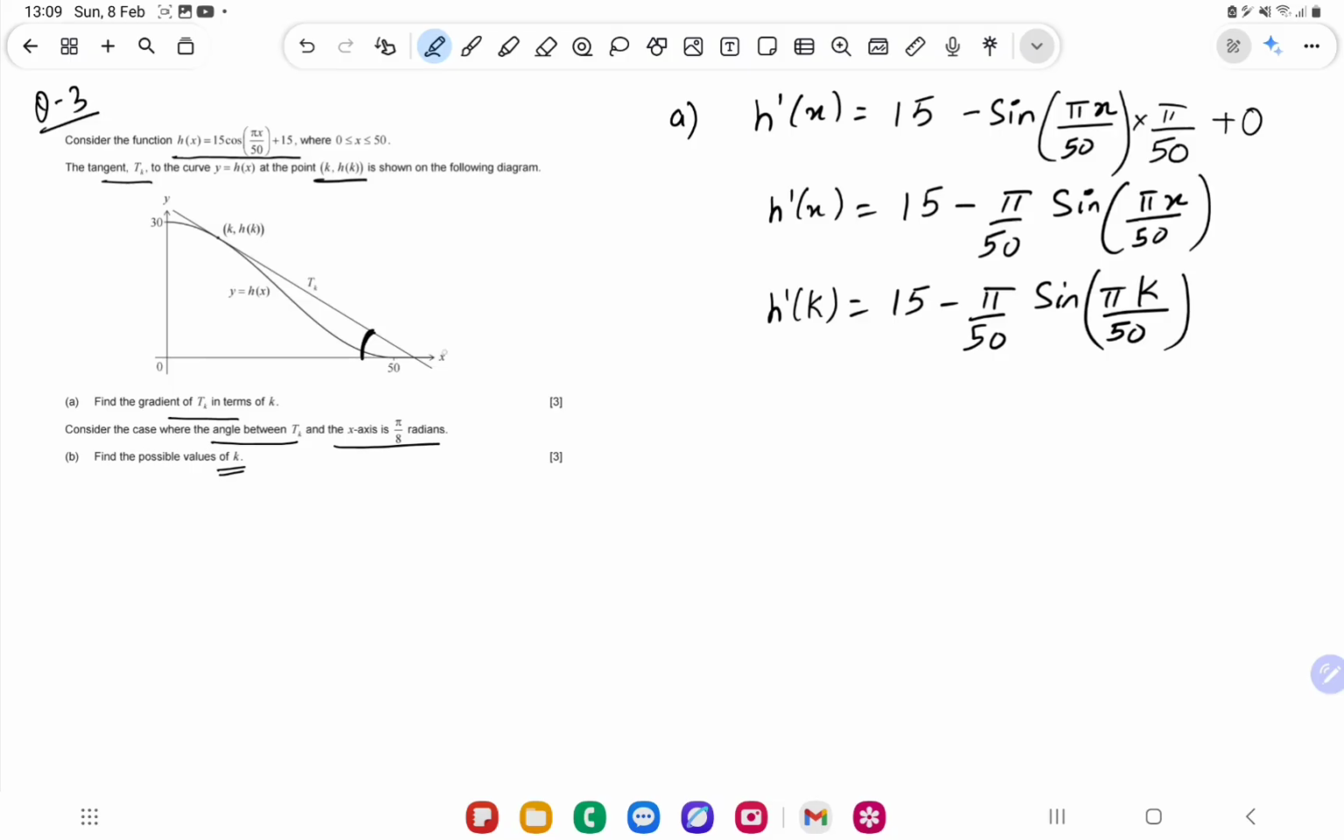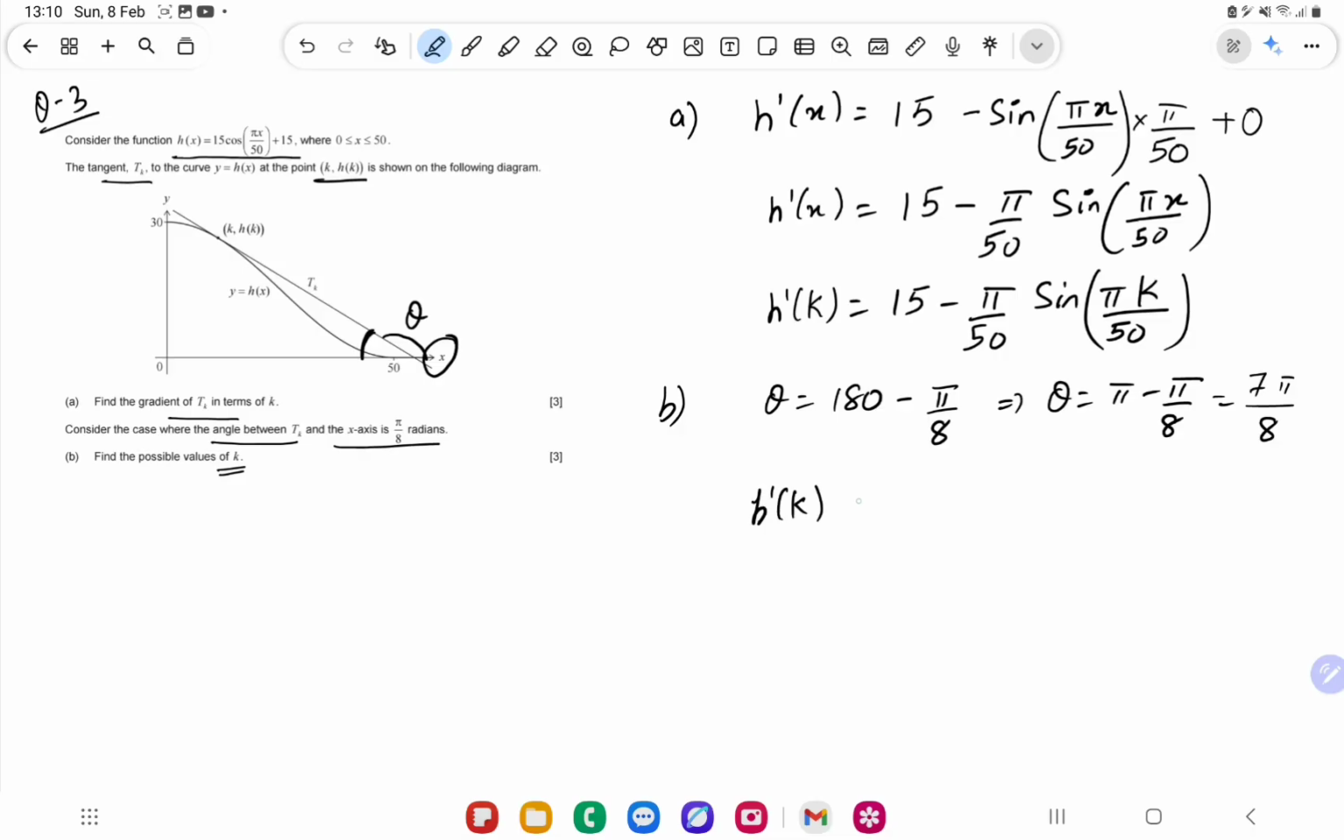But we take angle always from the x-axis. So to find k, we can find this angle, if I name it as theta, 180 minus the angle which is given to us. So I can write it as pi minus pi by 8, which is nothing but 7 pi by 8. So I will be using this angle. I am using the result of first part.